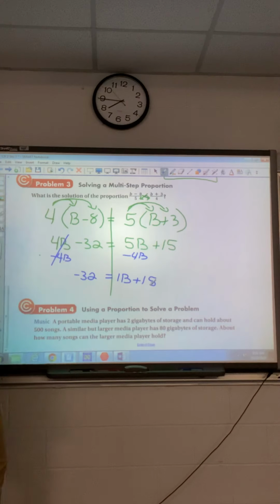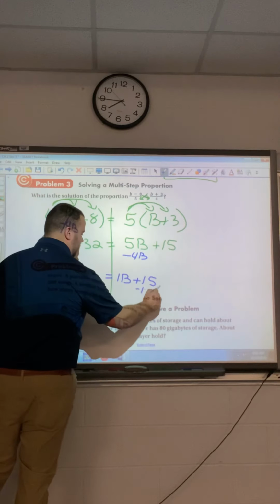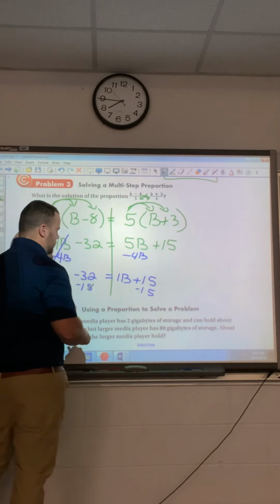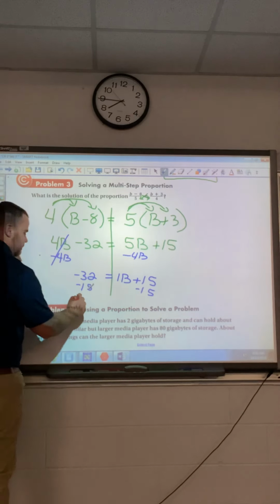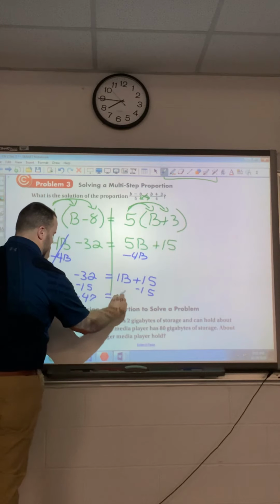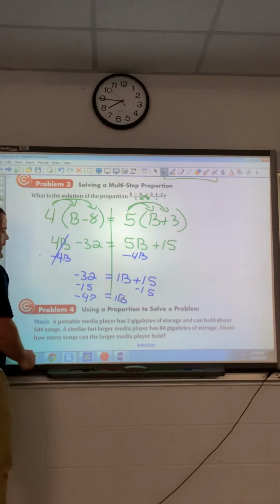Now it's a one-step equation. I can subtract 15 from both sides. Minus 15. Was that negative 47? Negative 47 equals 1b. Now at this point, do I have to divide by 1?